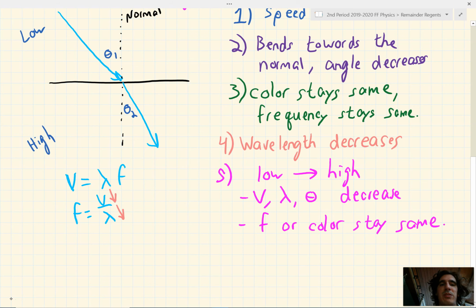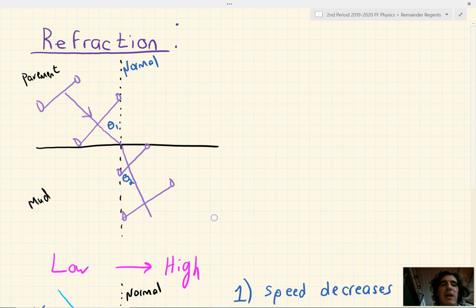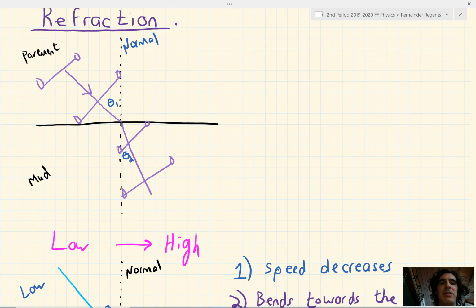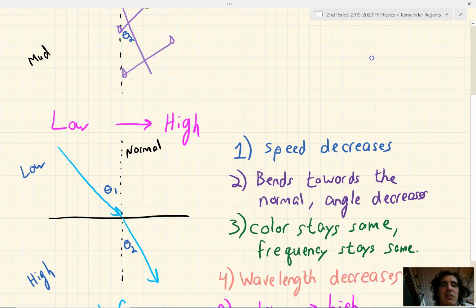So let's do the opposite. Let's say now it's going from a high density material to a low density material. That's like going from the mud to the pavement. Notice in this scenario that the right front tire is going to spin faster relative to the tire in mud. And when it spins faster, it's going to bend inwards. From this perspective, it's bending inwards. And we can see that the angle will increase when we're going from 2 to 1, and also that the speed will increase. So let's apply this to light.